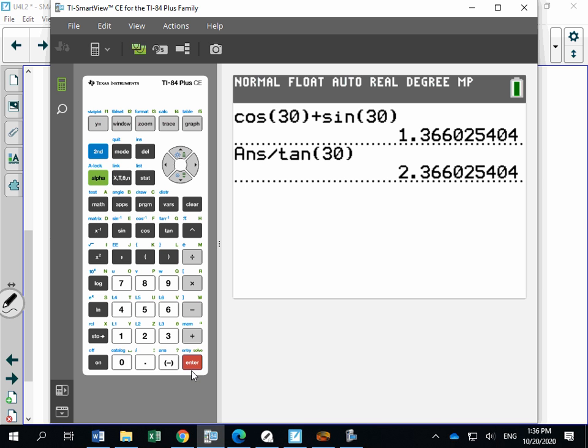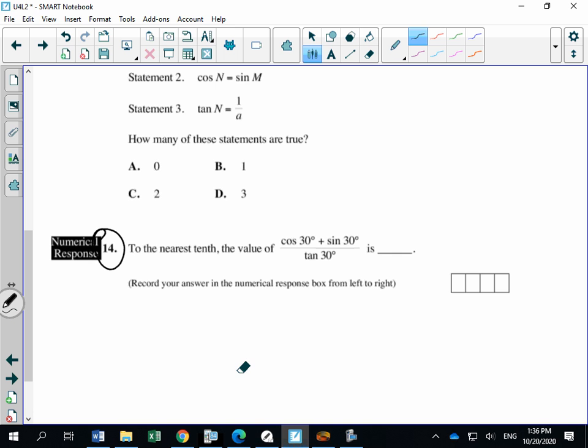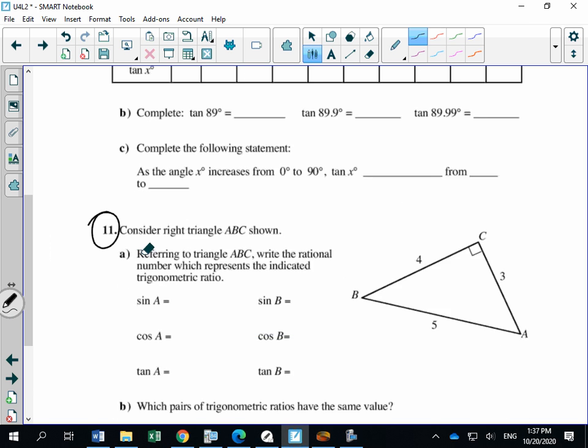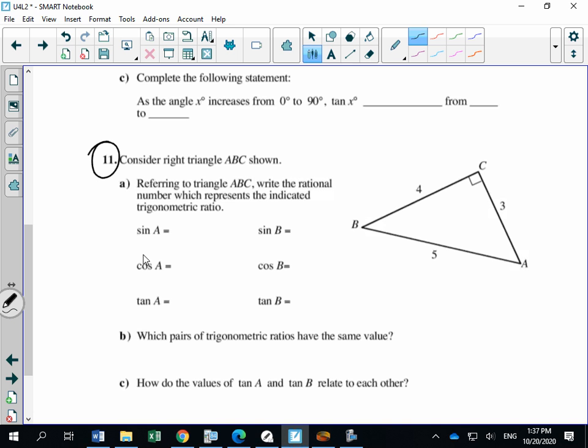And you should get as an answer, what did they say they wanted it to? The nearest 10th. So what would my answer be? 2.4. Are you guys all getting this? Okay. 2.4 is the answer. 2.4. Okay.